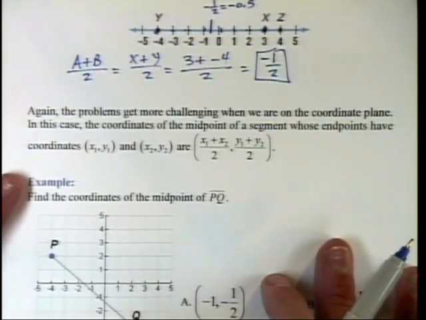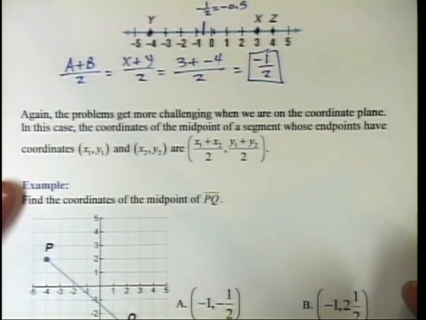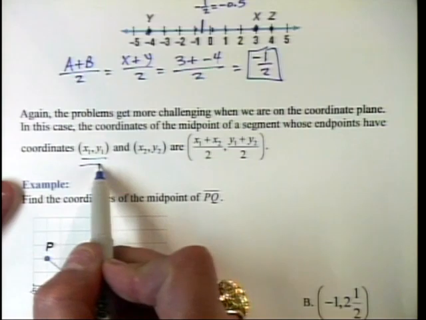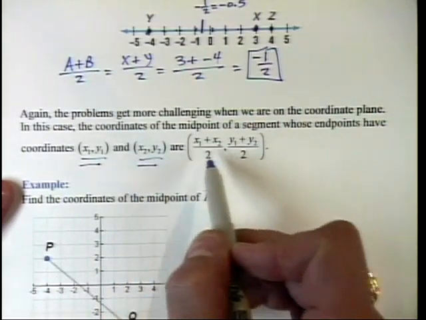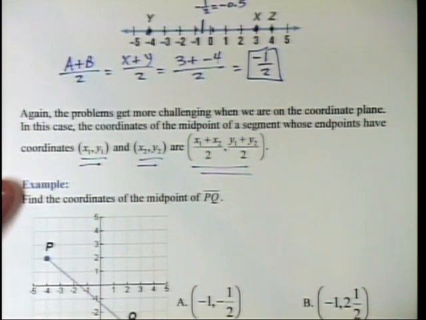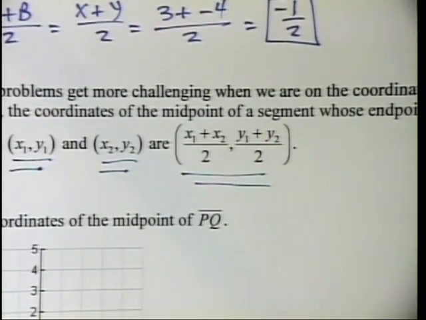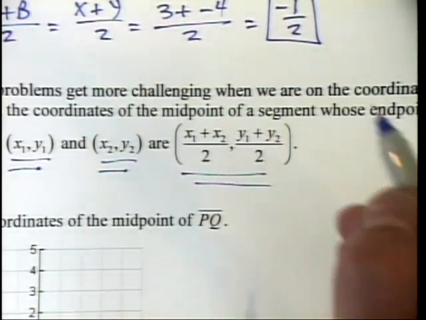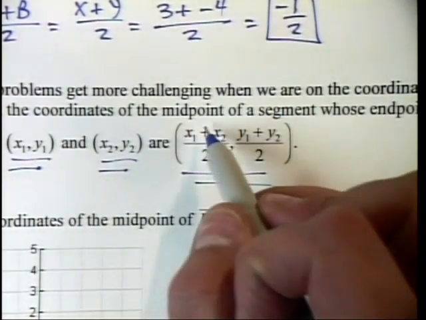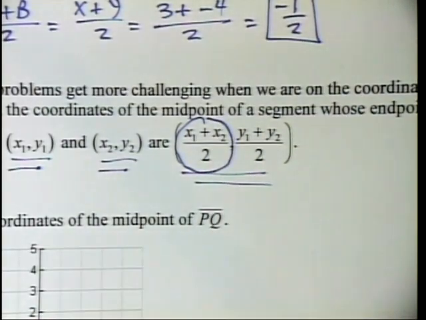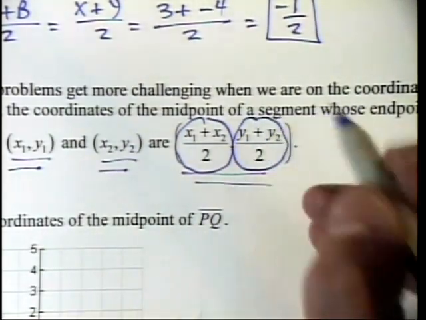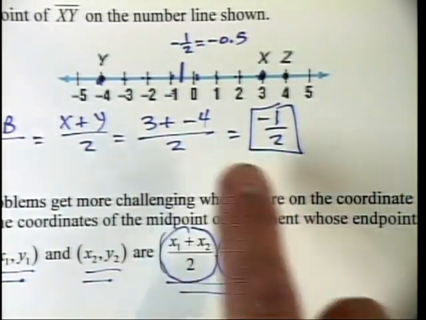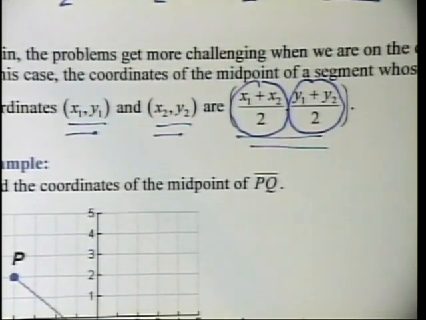Now, the problems do get more challenging when we're on the coordinate plane because we're stepping up a dimension. In this case, the coordinates of the midpoint of a segment whose endpoints have coordinates x1, y1, and x2, y2 is this. I'll let you look at that. Be in awe of it. It looks pretty intimidating. But notice, we're just doing what we did above twice. A coordinate plane has two coordinates, an x and a y. So we're finding the average of the x coordinates and the average of the y coordinates, and those two averages are a new point. Just like up here, we found the average of a single coordinate. So it's really not that bad. We just have to do it twice.